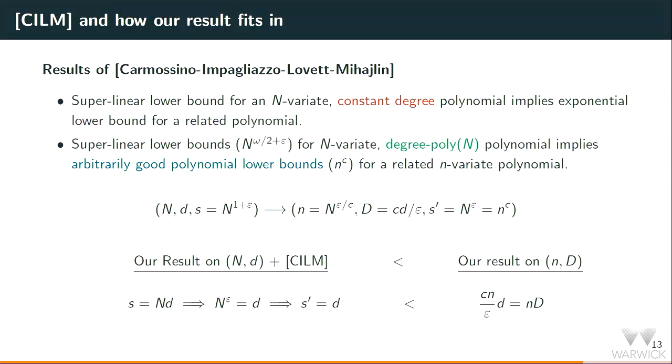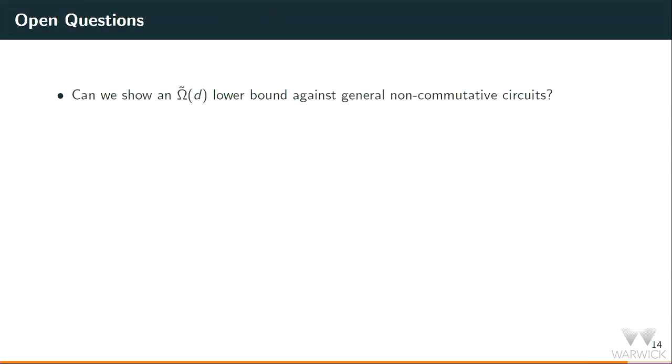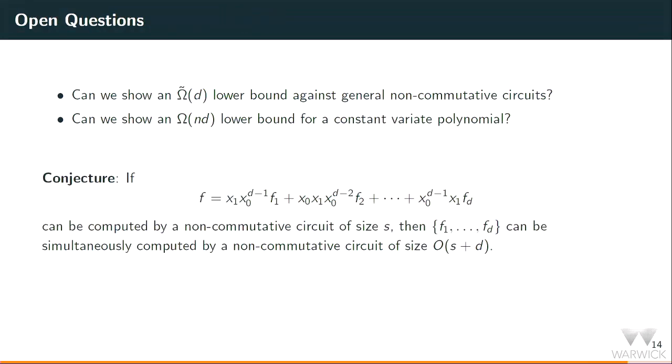Yeah, I think that's all I want to say. Open questions, I think I've already mentioned. We want to give a D lower bound for general circuits and also an ND lower bound for constant variate. Yeah, we couldn't prove it for a constant variate, so it would be nice to prove it for constant variate, as we couldn't do it because we didn't have a Baur-Strassen version for a constant. Yeah, that's it.